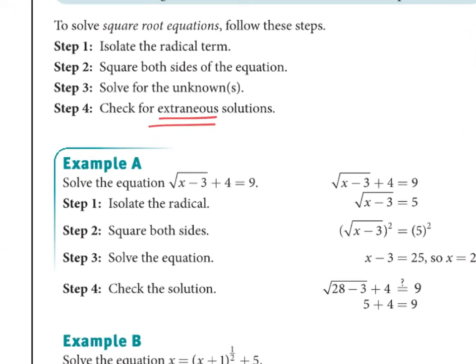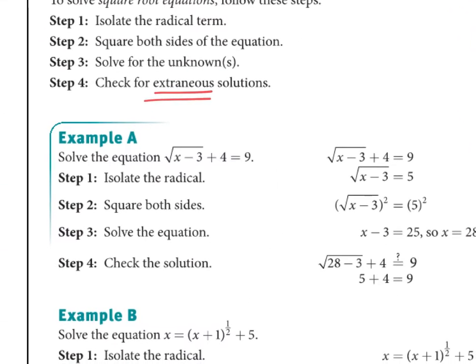Here's a first worked out example A. As you can see, the radical, the square root symbol, is just the x minus 3. So the very first thing we need to do is get rid of that plus 4 on the outside. So they're going to start by subtracting 4 before you do anything.